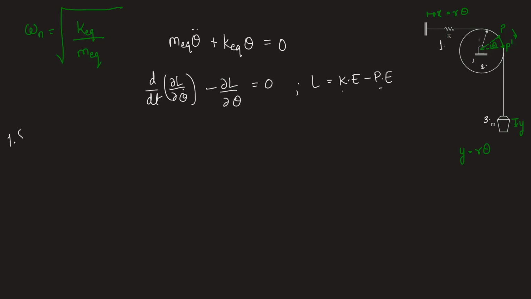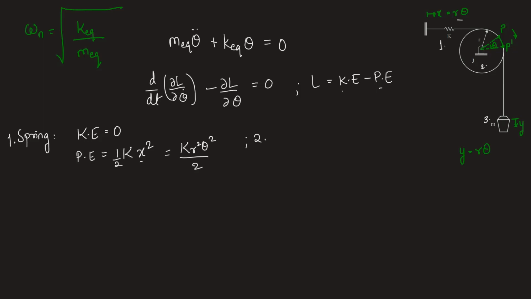For spring, the kinetic energy of the spring will be 0, because it only stores energy by virtue of its configuration in the form of potential energy. That potential energy will be given as half into stiffness K into its deformation x square of it. X can be written as r theta, I've already explained. So this will be equal to K r square theta square by 2.